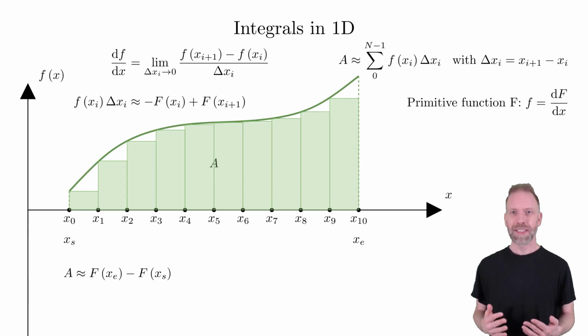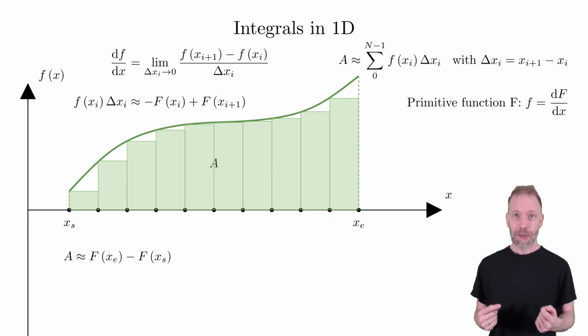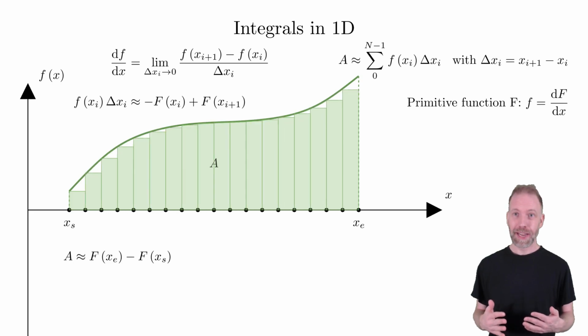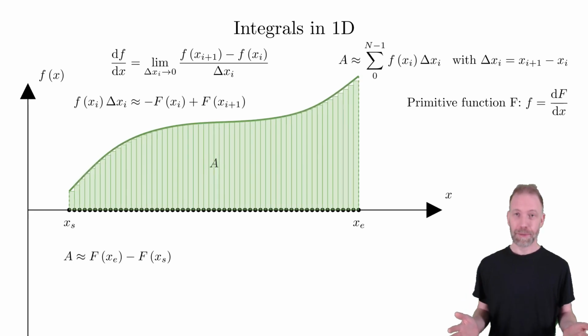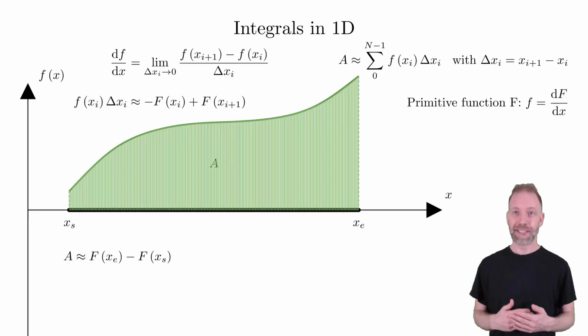Looking at our graph, at this particular case, the green rectangles are a relatively poor approximation of the area. But as the approximation is the same for any number of points, we can increase the number of points. Now it looks like the area of the rectangles are close to the area under the graph.